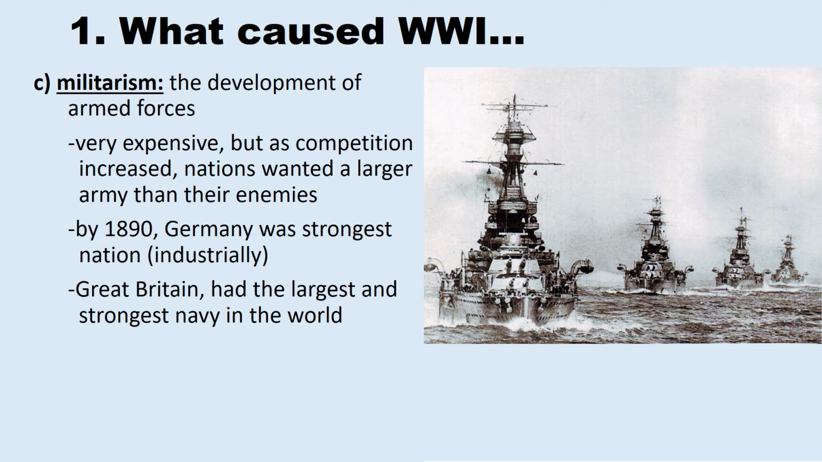And just keep in mind that by 1890, Germany was one of the strongest nations industrially. In fact, not only industrially, but they were one of the strongest nations military-wise as well. Their army was huge. Great Britain still had the largest and strongest navy in the world, but Germany was already starting to prepare for what they figured had to come sooner than later, and that was war. Not so much against Britain, though. Interestingly, it's more aimed at their neighbors to the east, and that's Russia.